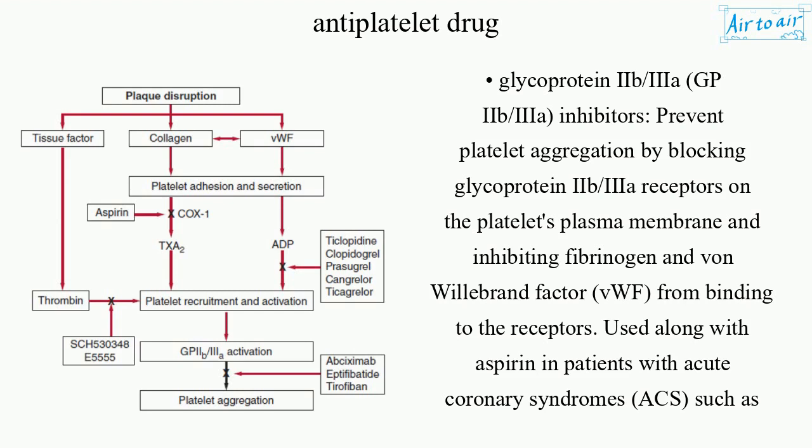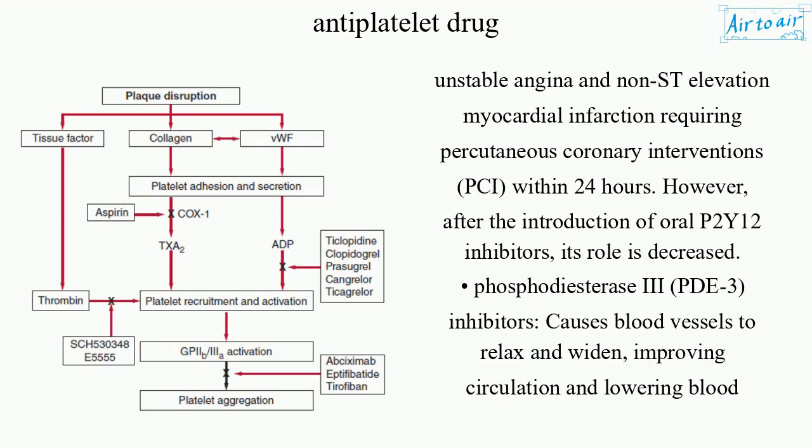Glycoprotein IIB, IIIA, GPIIB, IIIA, inhibitors prevent platelet aggregation by blocking glycoprotein IIB, IIIA receptors on the platelet's plasma membrane, and inhibiting fibrinogen and von Willebrand factor, VWF, from binding to the receptors. Used along with aspirin in patients with acute coronary syndromes, ACS, such as unstable angina and non-ST elevation myocardial infarction requiring percutaneous coronary interventions, PCI, within 24 hours. However, after the introduction of oral P2Y12 inhibitors, its role has decreased.